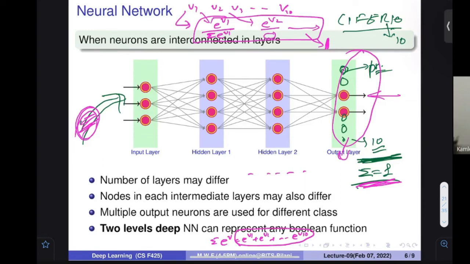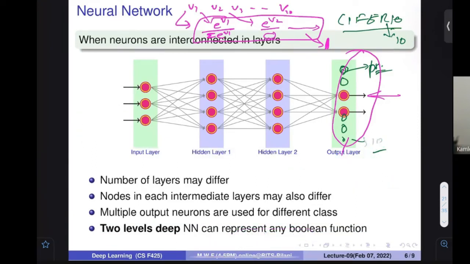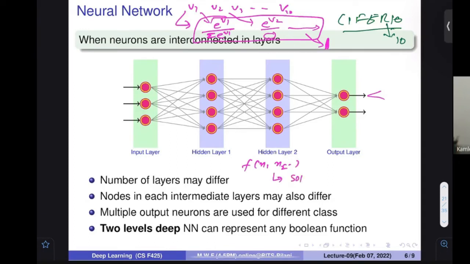Okay. So multiple output neurons are used for the different classes. A two-level deep neural network can represent any Boolean function. Hope this line that we have actually seen earlier should be clear to you. As I told you, if you come up with any kind of circuit, any Boolean function with variables x1, x2, and so on, you can always convert it to SOP form or POS form.